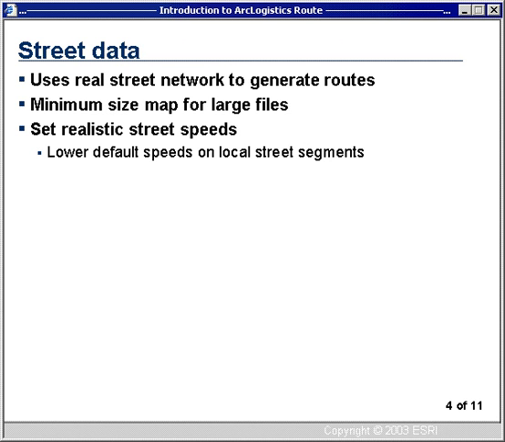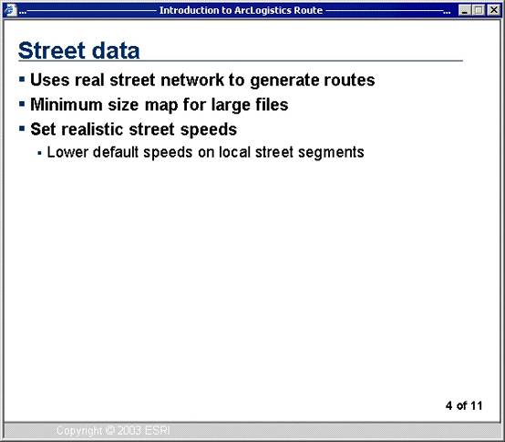Street data is an important component in any good vehicle routing program, and it's the first component that you need to set up in ArcLogistics Route. It allows the program to generate and display the routes. ArcLogistics Route uses the actual street data to optimize the routes and will give you a significantly better result than a Euclidean distance or as-the-crow-flies routing program.